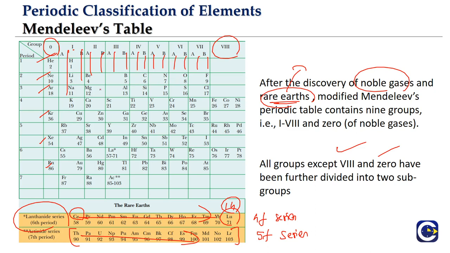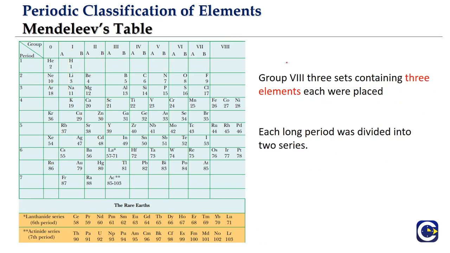Usually one subgroup will be the normal elements, and the other subgroup, we can see here, is the transition elements. So one subgroup will be the normal elements, the other will be the transition elements. They have just one similarity: similar formulas for the oxides and hydrides, but the rest of the properties do not match. So that is one more modification done to the table in order to accommodate the differences. Each of the groups other than the 0 and 8th group is divided into two subgroups.